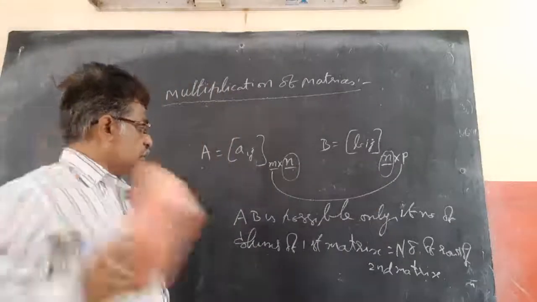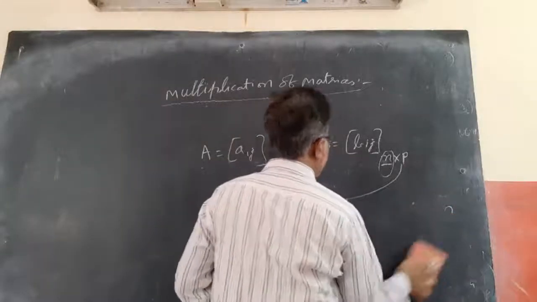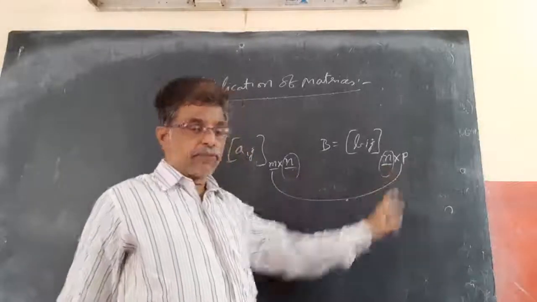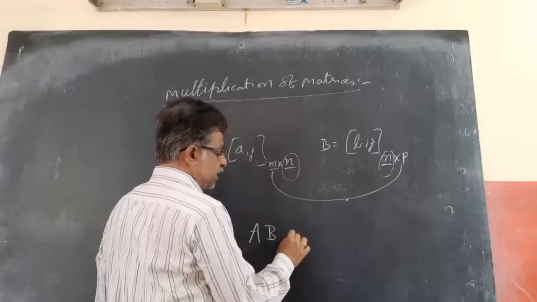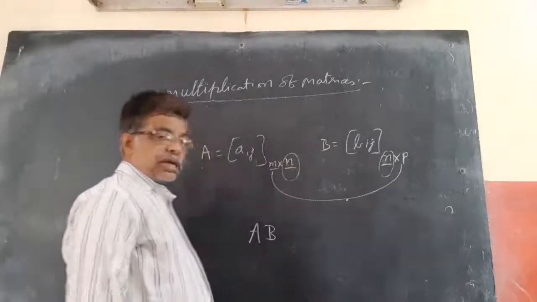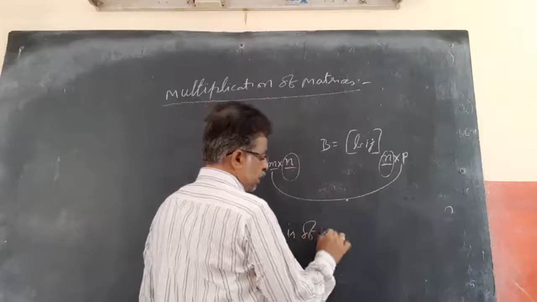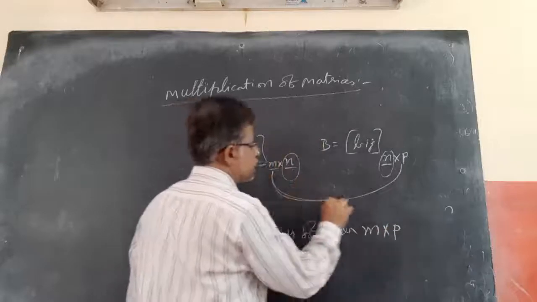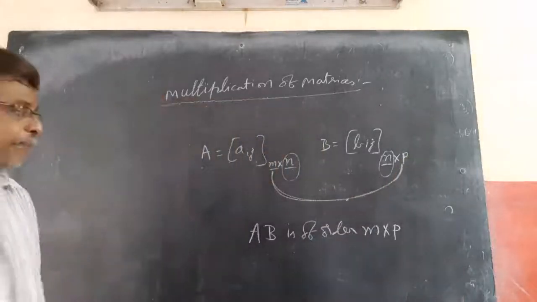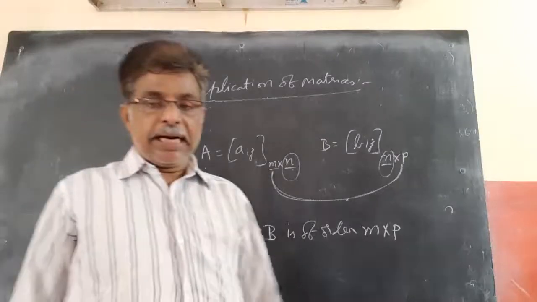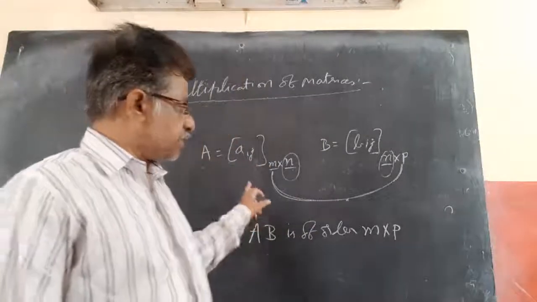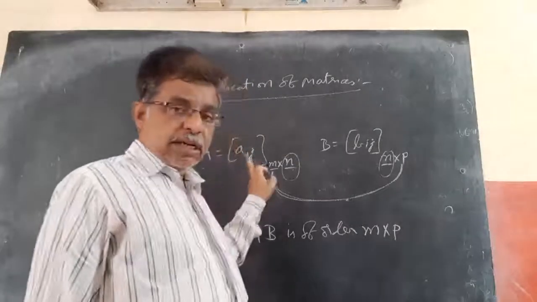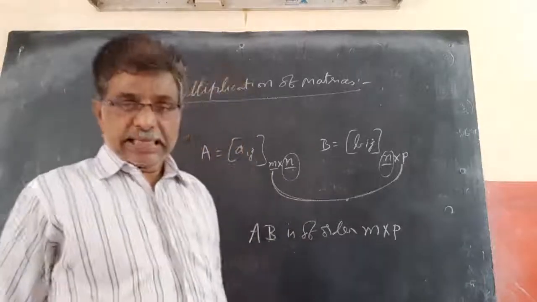p. So if the matrix A is of size m by n and B is of size n by p, then these two are equal, number of columns equal to number of rows. And AB, the product of the two, is of order m by p. So first of all, multiplication is possible only if the columns of the first matrix equal the rows of the second matrix, and the result is rows of the first matrix by columns of the second matrix.